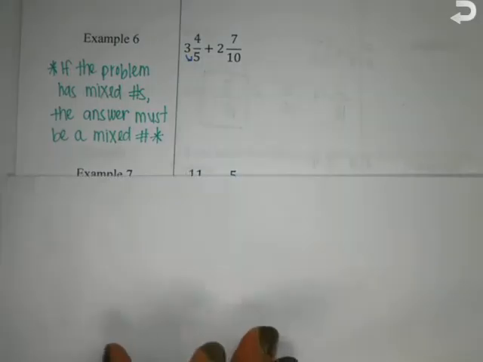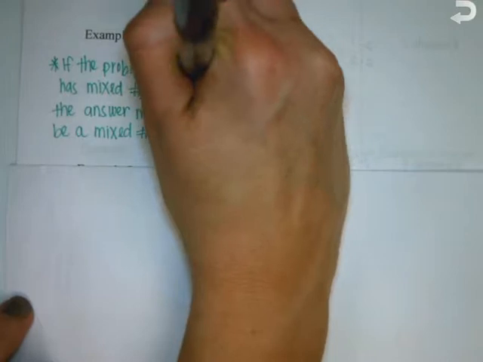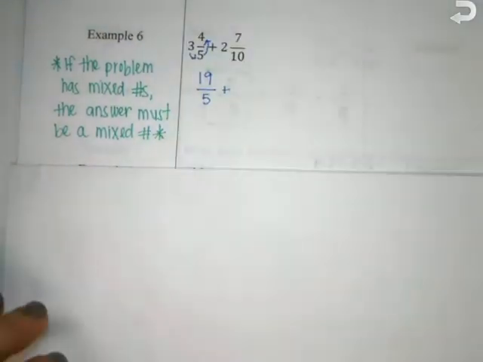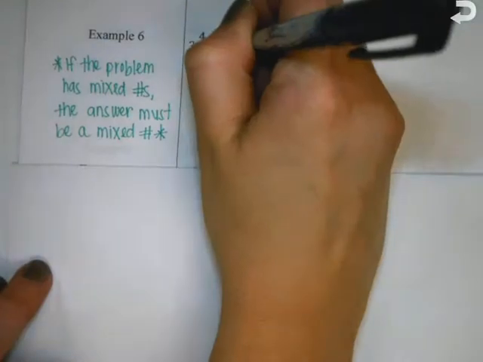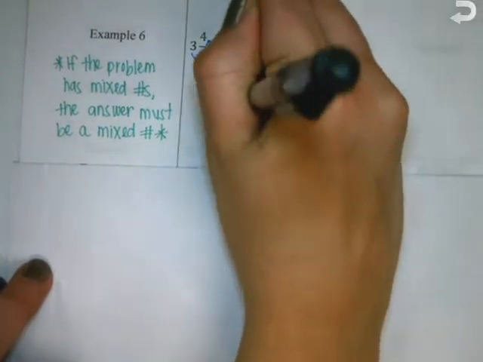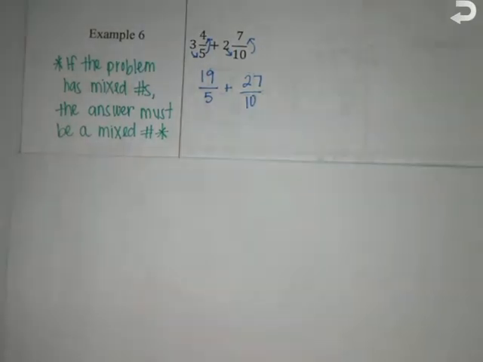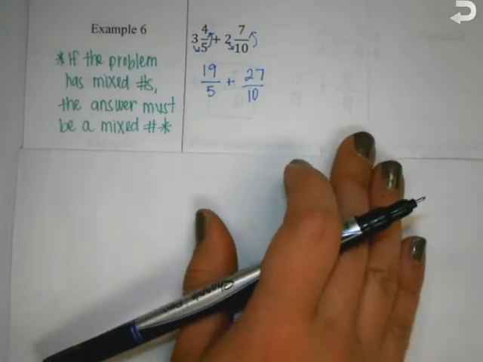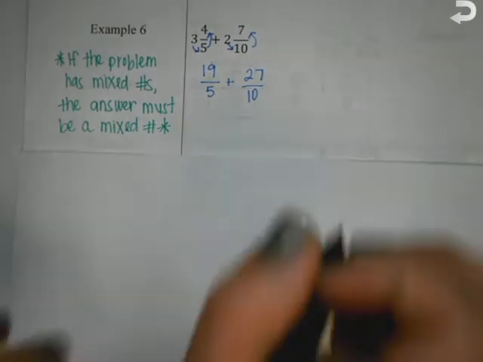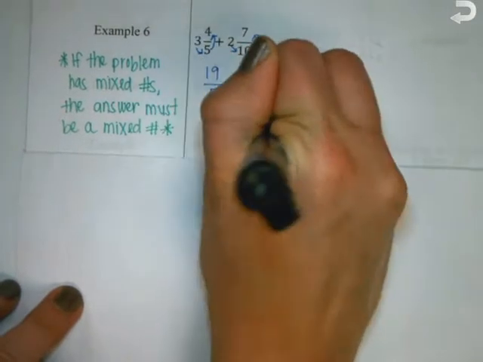Plus 2 times 10 gives me what? 20 plus 7? 27 over 10. So this is 19 over 5 plus 27 over 10. Now I'm ready to add straight across. Do I have common denominators? No. What will my common denominator be? 10. 5 and 10 both go into 10. What do I need to multiply this guy by to get 10 in the denominator? By 2. So we're going to multiply the top and bottom by 2.